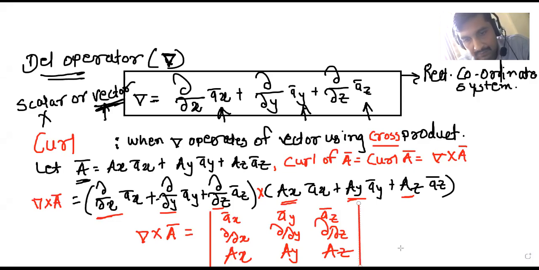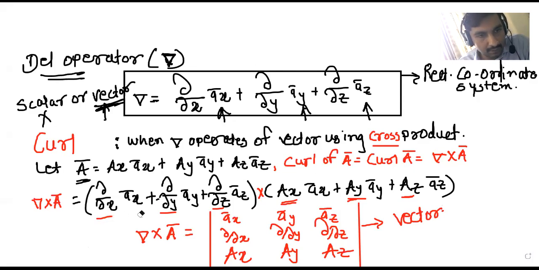And if you observe this, is it a vector quantity or a scalar quantity? It's a vector quantity, right?